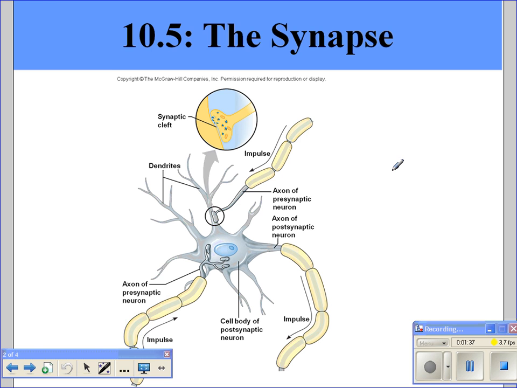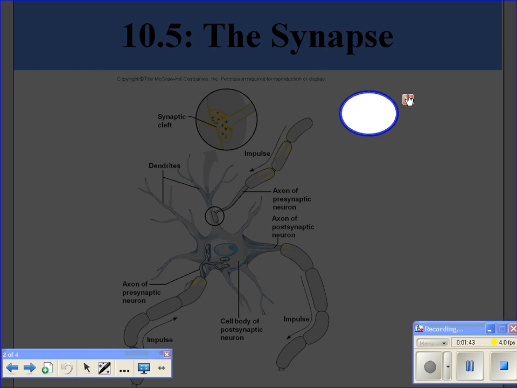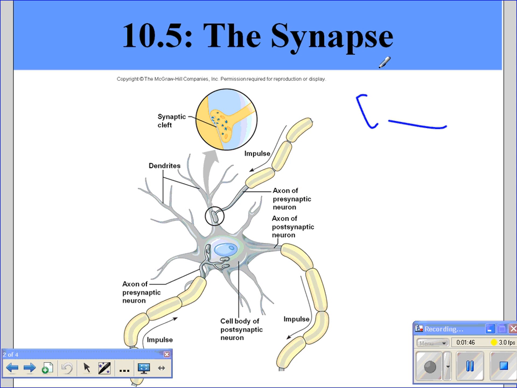So here you can see a situation where we have maybe a multipolar neuron up here with its branches coming off, and here's the axon coming down with the electrical signal moving in this particular direction. Okay, so we're looking at this area right here, and we're kind of zooming in, looking real close. So here's the presynaptic neuron right here. This is the presynaptic neuron carrying an electrical signal down.